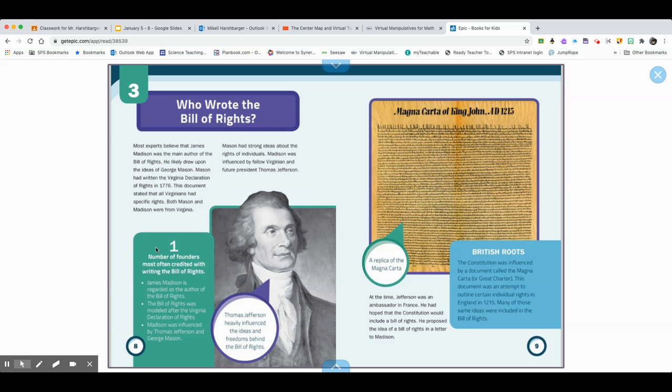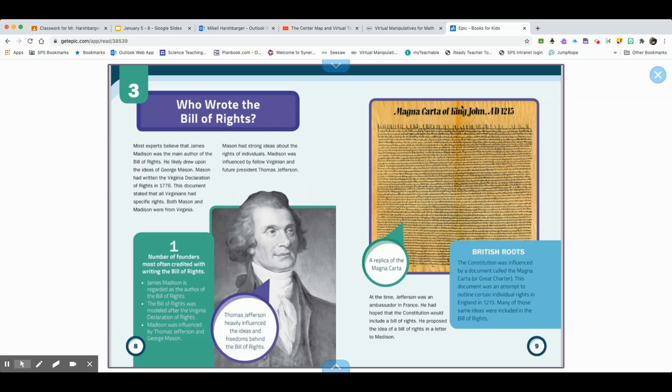Over here it says 1, number of founders most often credited with writing the Bill of Rights. James Madison is regarded as the author of the Bill of Rights. The Bill of Rights was modeled after the Virginia Declaration of Rights. Madison was influenced by Thomas Jefferson and George Mason.